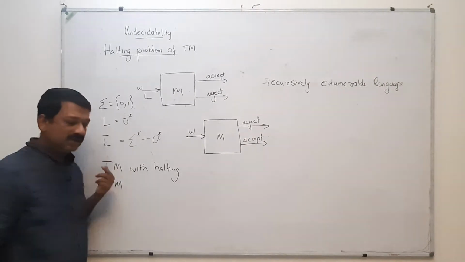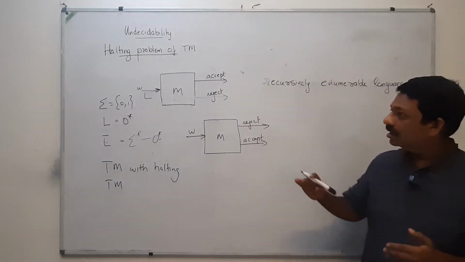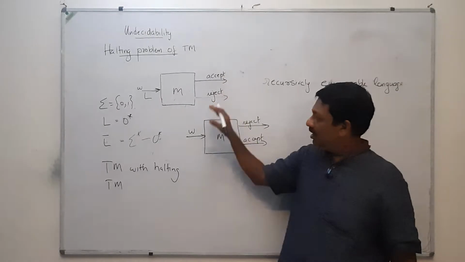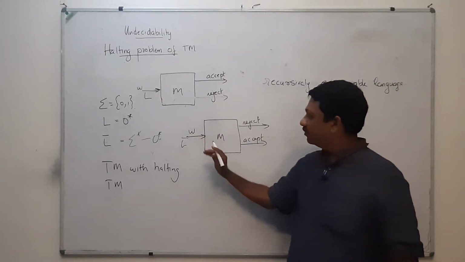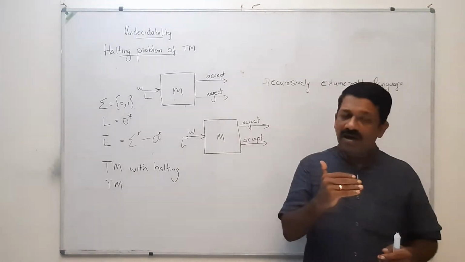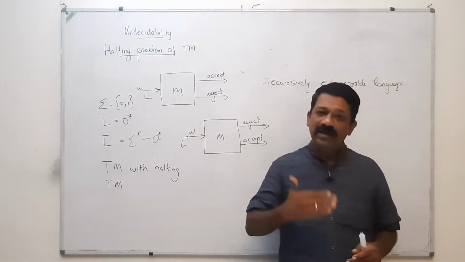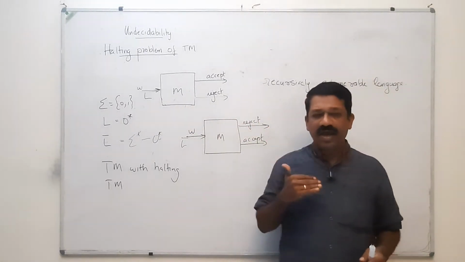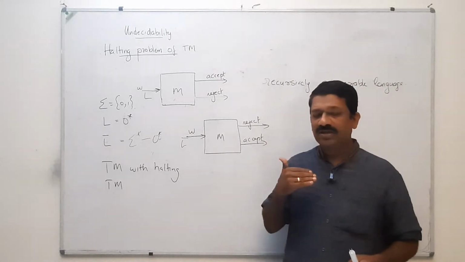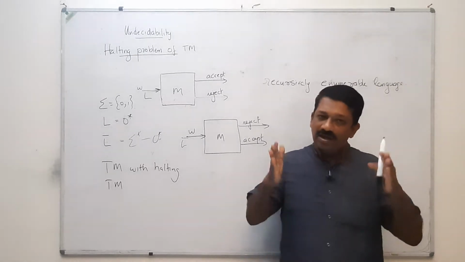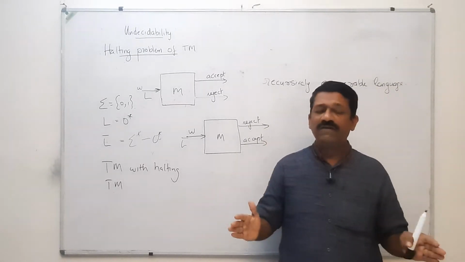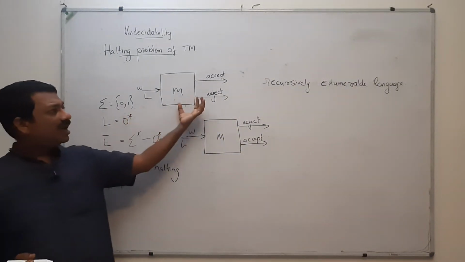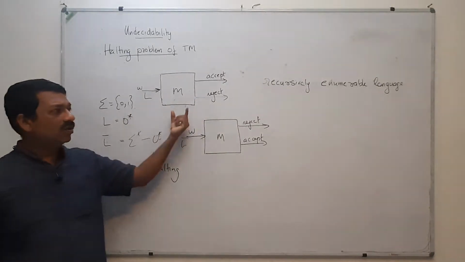That means L is recursively enumerable, which means it can be accepted by a Turing machine. L bar can be accepted by the same Turing machine. That means L bar is recursively enumerable, and L is also recursively enumerable. That means if you have a Turing machine which is accepting the language as well as rejecting the language, your Turing machine definitely halts. So if you have such a Turing machine, then the language accepted by that kind of Turing machine is called a recursive language.